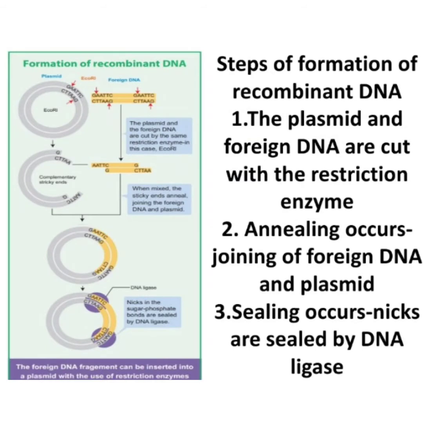So what are the steps in the formation of the recombinant DNA? The plasmid and the foreign DNA are cut by the same restriction enzyme, in this case EcoRI, and annealing occurs, that is the joining of the foreign DNA gene with the vector DNA, resulting in the formation of a new recombinant molecule. When the new recombinant DNA molecule is formed, the sealing occurs. The nicks between the plasmid and the insert are sealed by the DNA ligase.